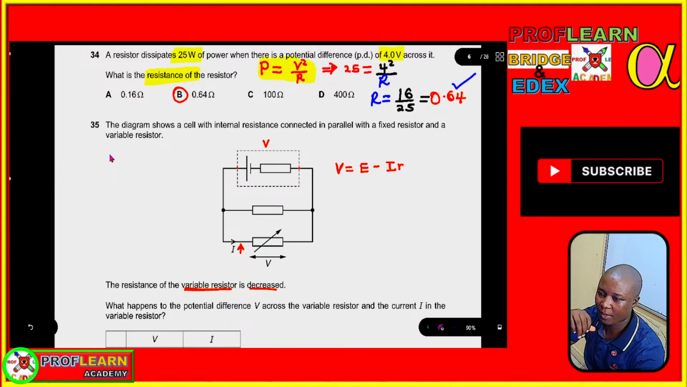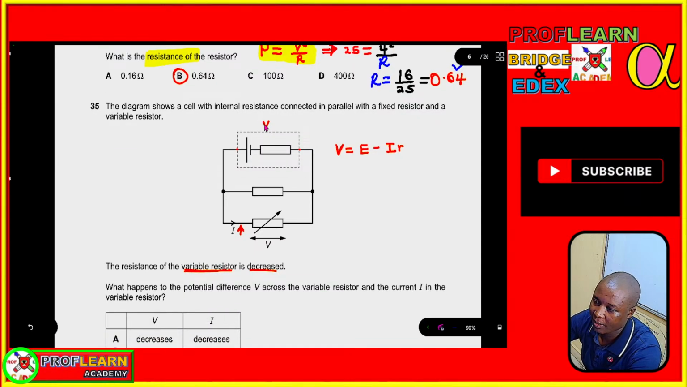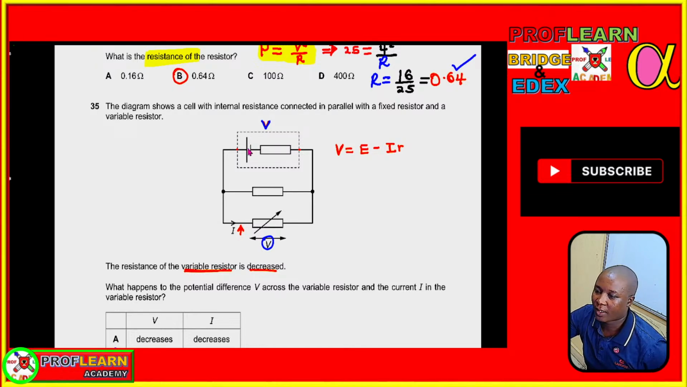Question 35. The diagram shows a cell with internal resistance connected in parallel with a fixed resistor and a variable resistor. So we have a voltage, a potential difference, there. The voltage being read here is the terminal voltage of the cell, because these components are in parallel. So if we have a voltage down here, it is actually the same voltage across this one and this one, right?